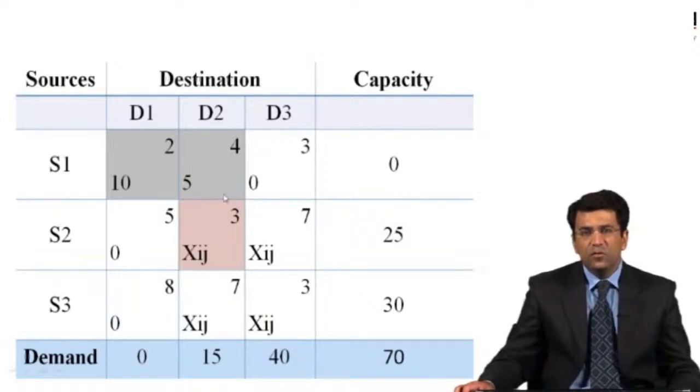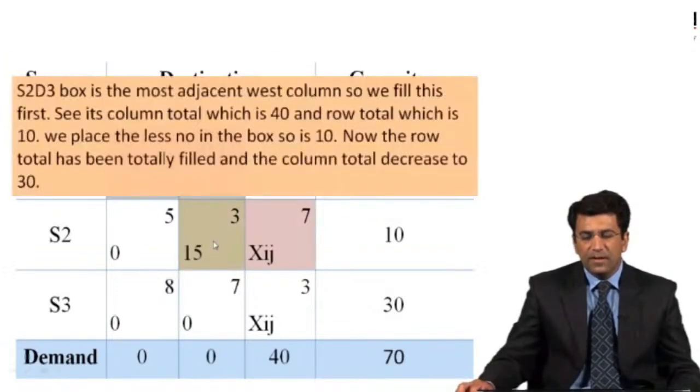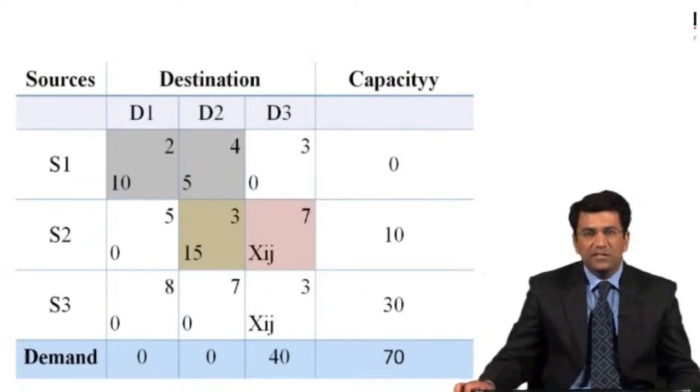Again we will move north-wise, and we will now fill this particular column. For this cell we compare the row total, that is 25, with the column total, that is 15. The minimum value is 15, so we will write 15 here. Again the column total is exhausted, and we cannot add any other value in this column, and the row total will be decreased by 15, and now it becomes 10.